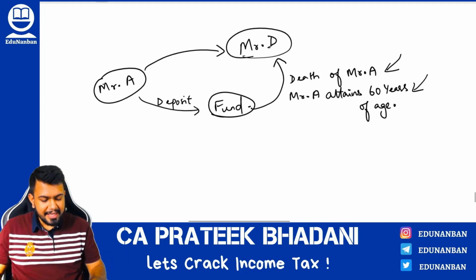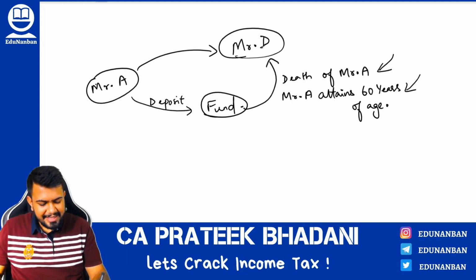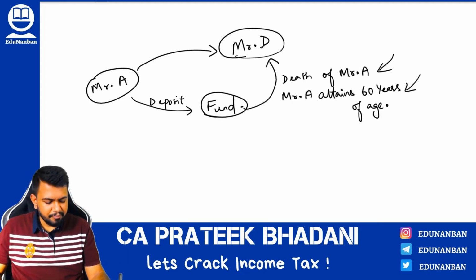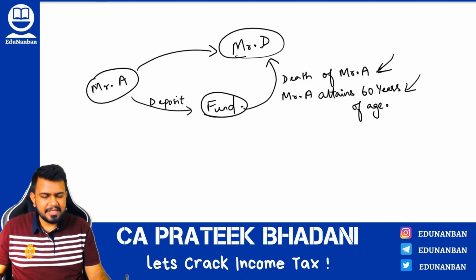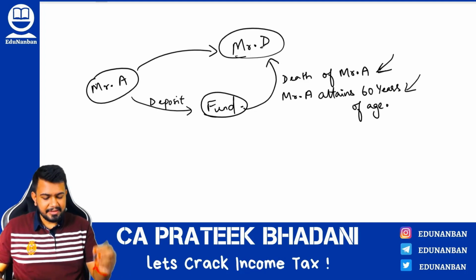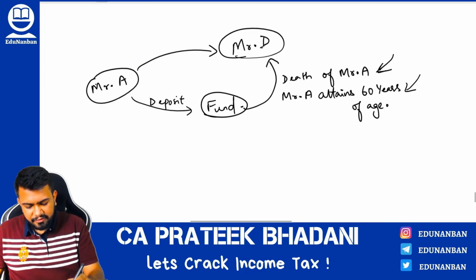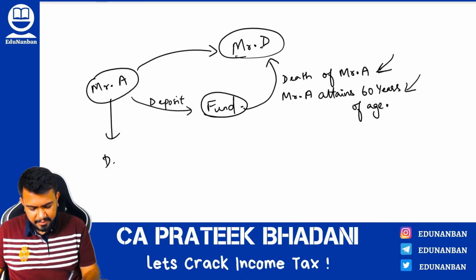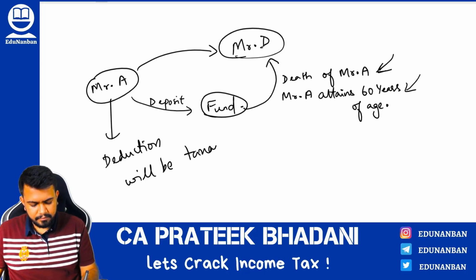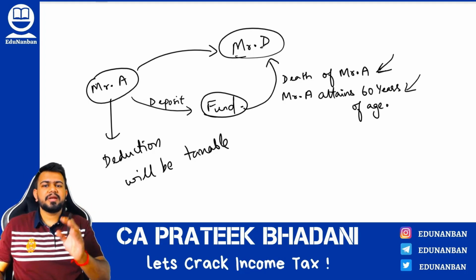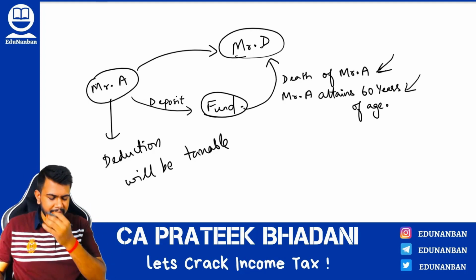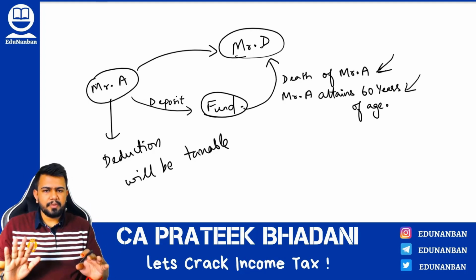You get my point? If at all Mr. D is receiving the money from the fund before the death of Mr. A or before Mr. A receives 60 years of age, whichever is earlier, then the entire amount of deduction allowed will be taxable. In such case, the entire deduction that was allowed earlier will become taxable. If not, then no problem at all.